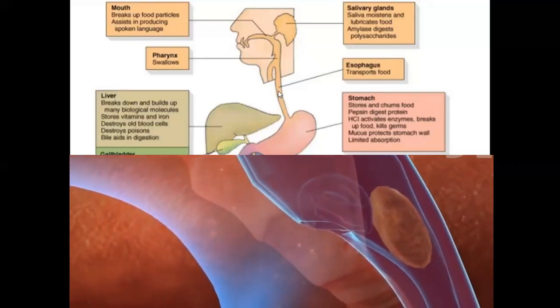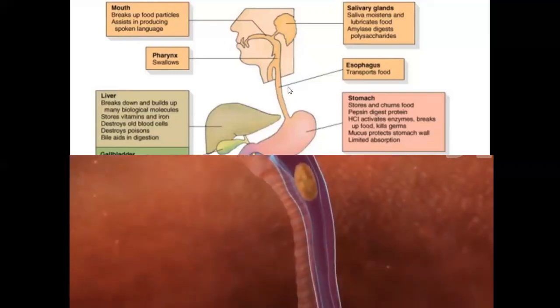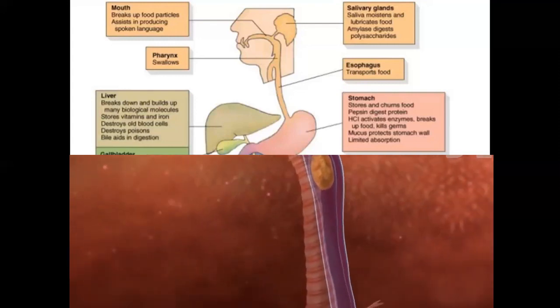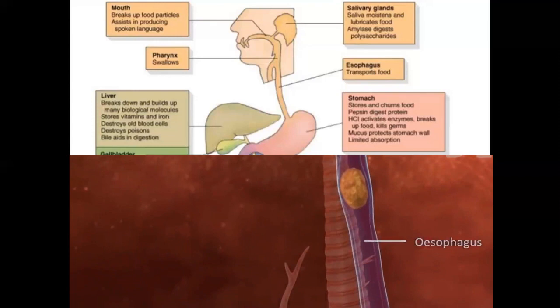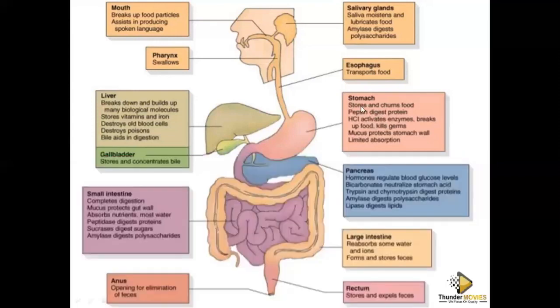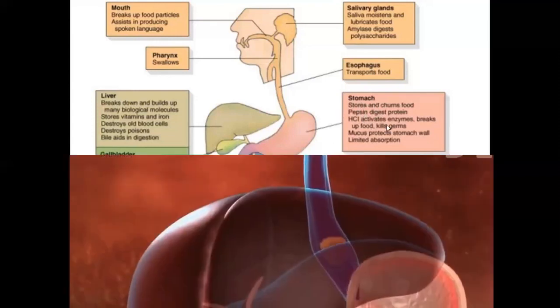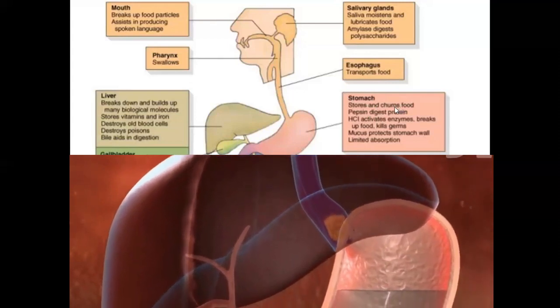The esophagus, we're going to look at it in detail. How does it bring about the movement of food into the stomach? Even if you're upside down, still the food will go to the stomach. And then you have the stomach. The stomach is very important. It breaks down the food. It makes it into chyme.